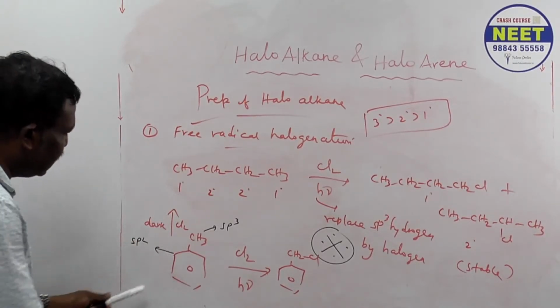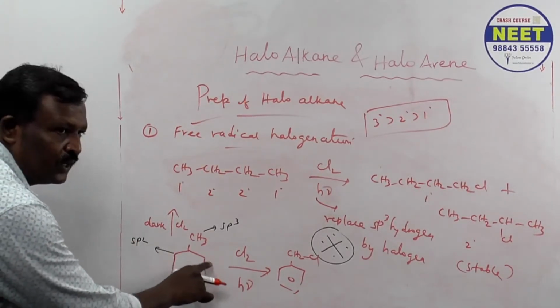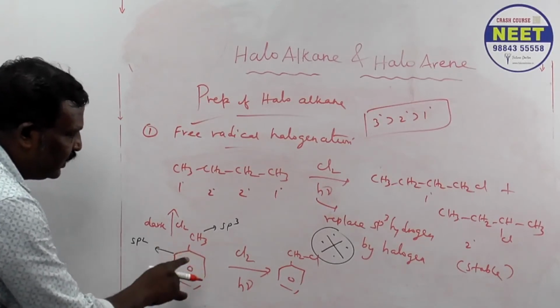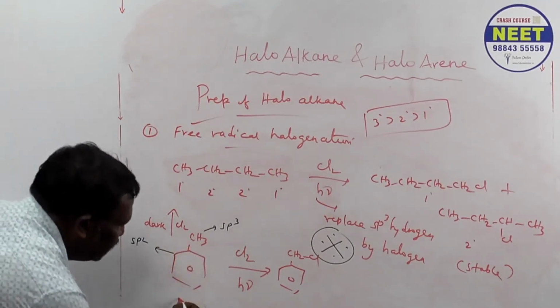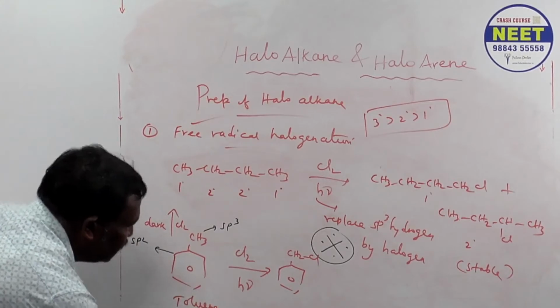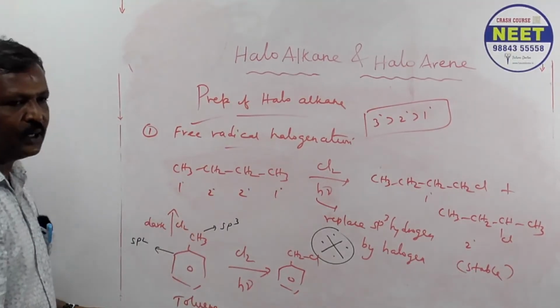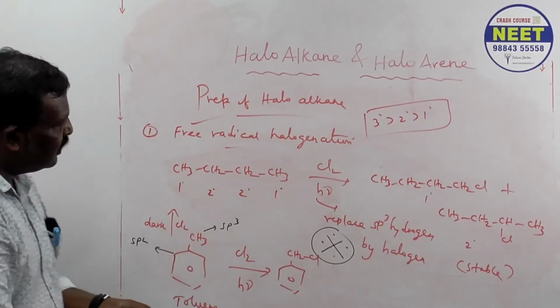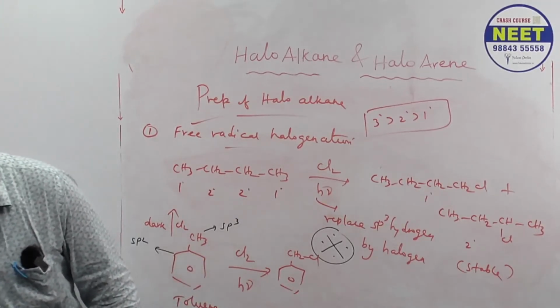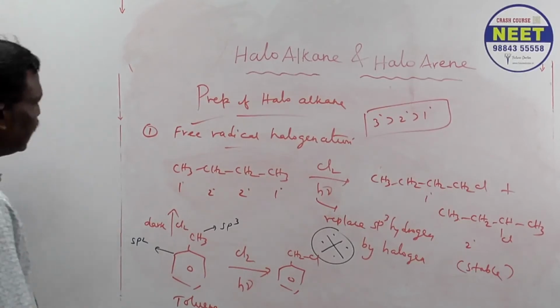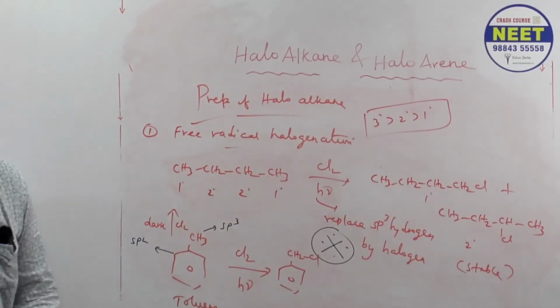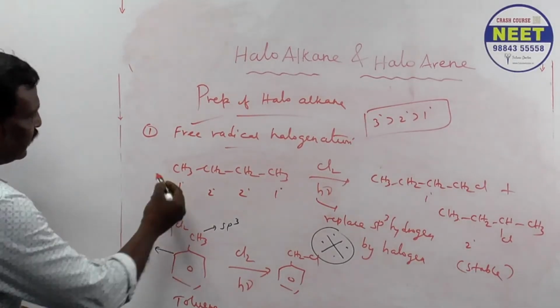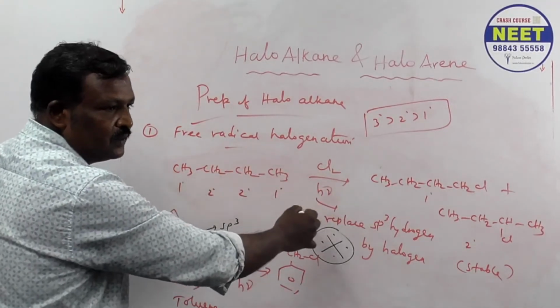Absence of sunlight means we can replace this hydrogen, any one hydrogen. But not any one hydrogen. What compound is this? Toluene. Toluene is an ortho and para directing group. So we have hydrogen. Have you written this? I finished all this? Yes, sir. Okay.